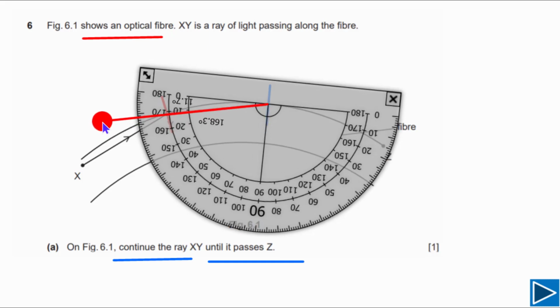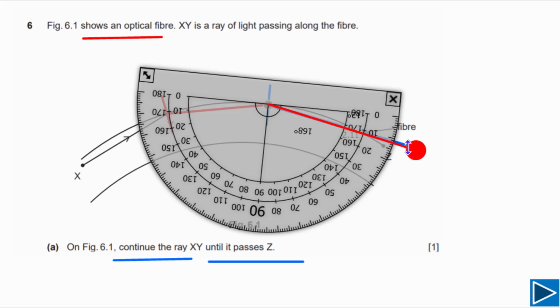This is about 168. So the angle of reflection also has to be about 168. So this is 168. So we need to draw the reflected ray at this point. So this is our reflected ray.